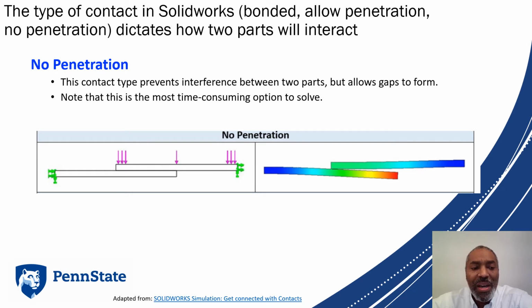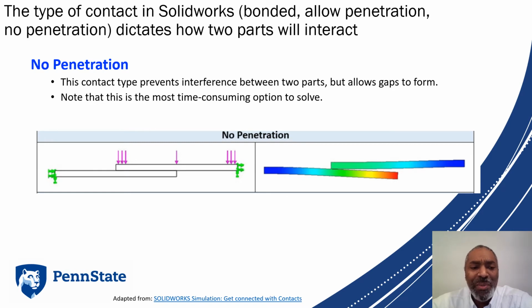The next type of contact is no penetration. This is kind of our workhorse for when we have contact problems where two bodies are coming into contact with each other. They're not necessarily rigidly mated, as in our first bonded type of contact. This one prevents interference between two parts, but it could allow gaps to form. Whereas with bonded, they're completely fixed. With this one, they're only in contact where the geometries are saying that they are overlapping.